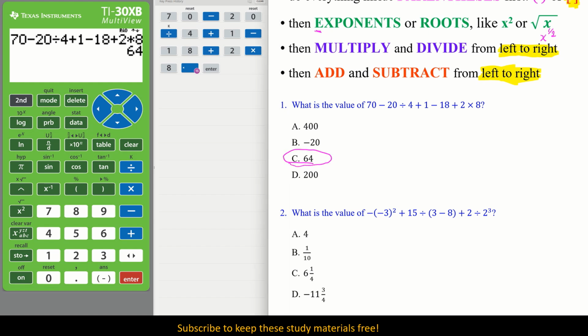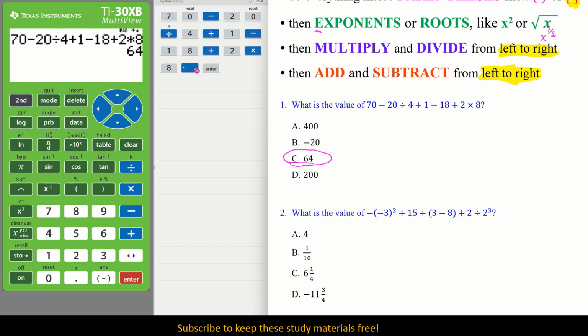Option C, 64. Now, I've also played around with incorrect answers, and a couple of these, one is far-fetched, and the other two will give you an incorrect answer. So if you're doing it by hand, please be careful.